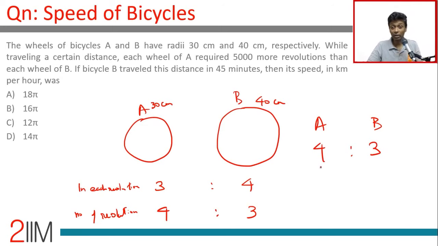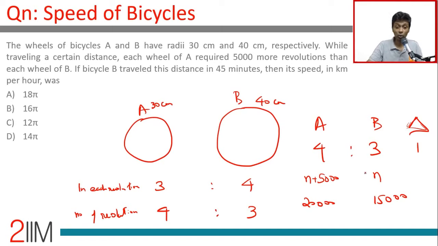Each wheel of A required 5,000 more revolutions than each wheel of B. If this is N, this is N plus 5,000. The difference is 5,000. So this is 20,000, and this is 15,000. In the ratio 4:3, the difference is 1. If this is 5,000, this is 5,000 into 4, and 5,000 into 3. Brilliant. We've got this.